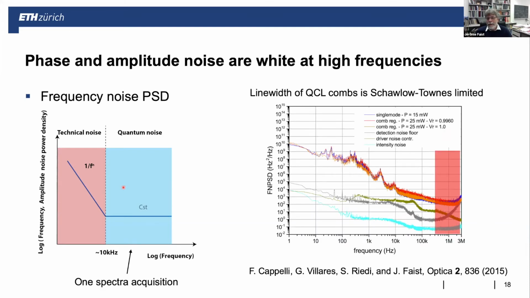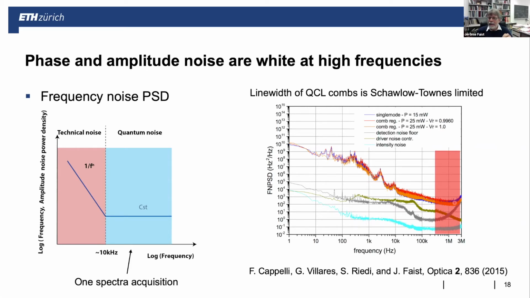Just as a reminder, the good and in a sense, really the proof that this device is a comb, those were measurements of the line width that were done in my group by Francesco Cappelli back in the days, which showed that when the QCL operates as a comb, its optical line width is limited by the Schawlow-Townes limit, where the power is the power of the whole comb, not the power on one line.